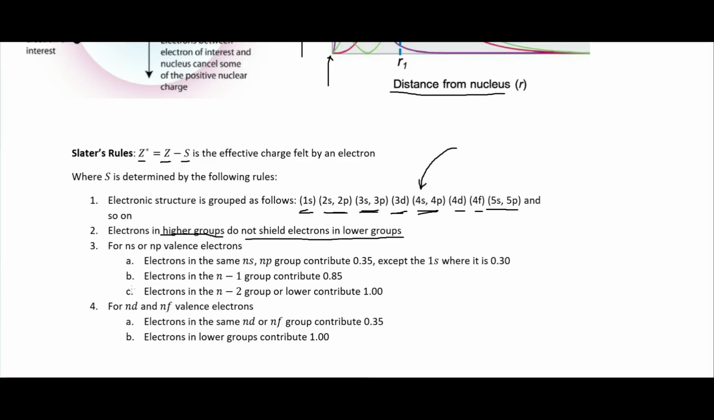And then for the s and p orbitals, we follow rule 3 here: rules 3a, 3b, and 3c. Whereas if we are looking at a d or an f orbital, then we would follow rule 4 here. This tells you what you would actually put in for s here. So that's what these numbers are. We see that a lot of them are lower than 1, and so there is still going to be some positive charge getting through, and that's what we can look at here.